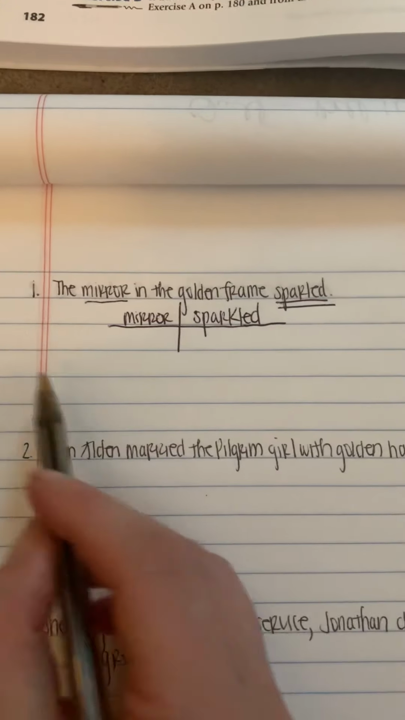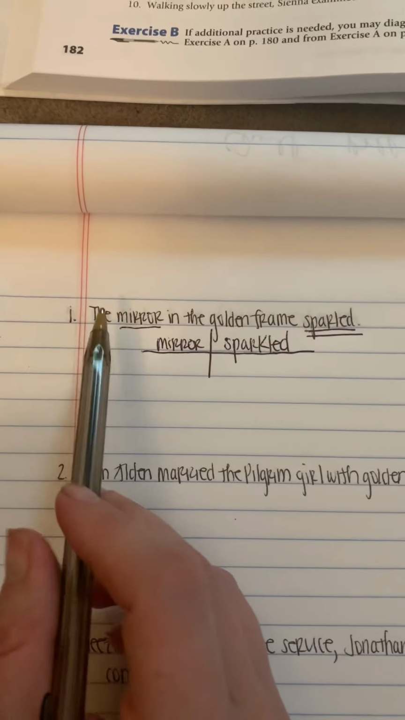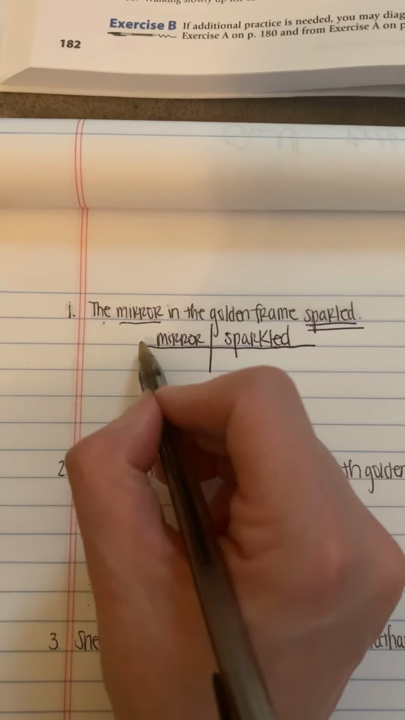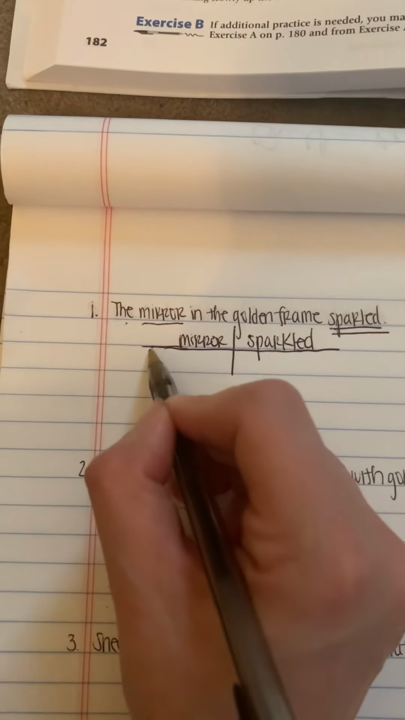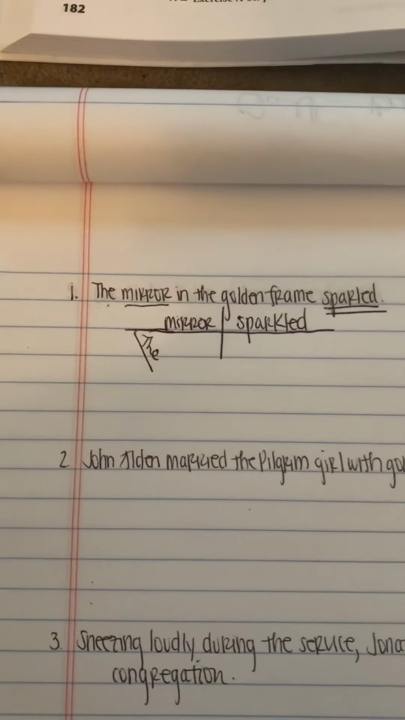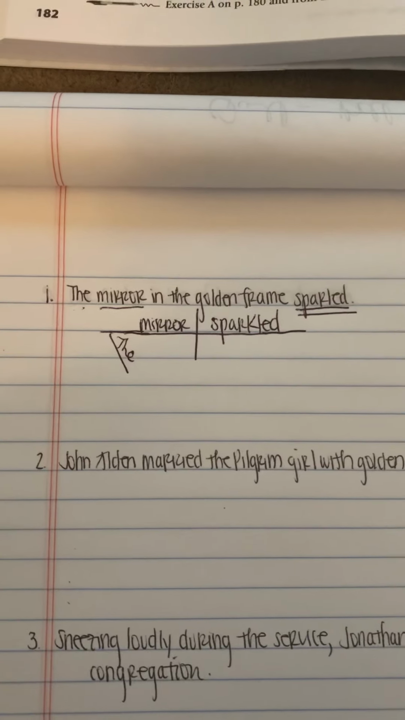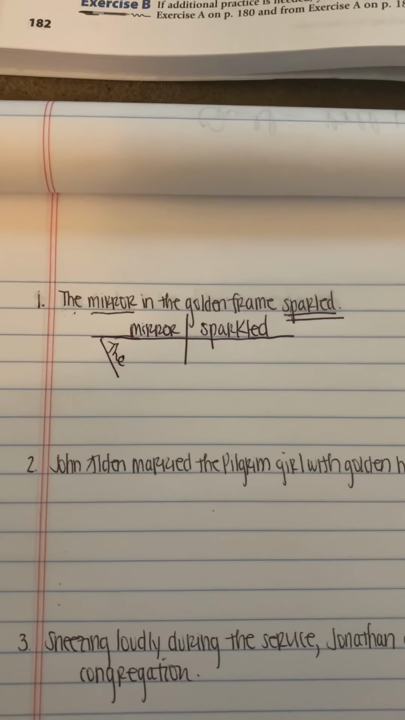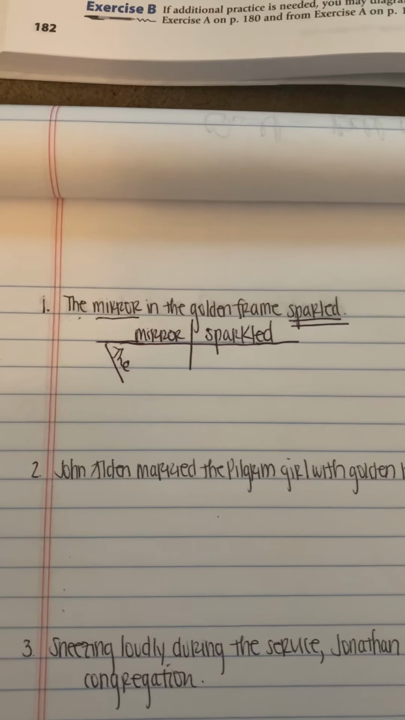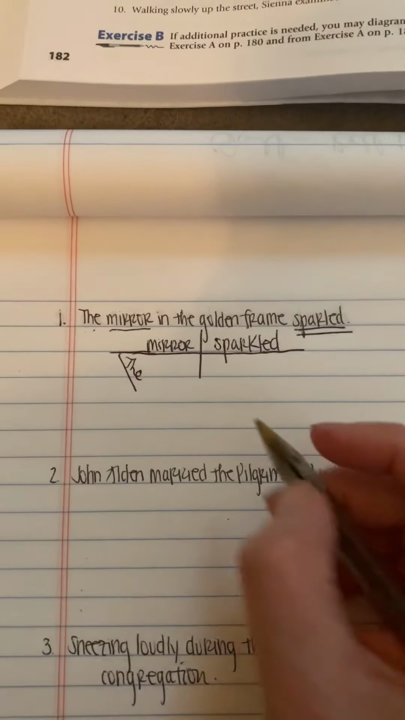Okay, so that means everything else that's left goes underneath. So start from the beginning. We have the. Article adjectives always go underneath the noun they're in front of. So we'll put it underneath mirror. Make sure you capitalize it. And in the golden frame, prepositional phrase. So what was in the golden frame? Mirror. So underneath mirror is where it'll go.